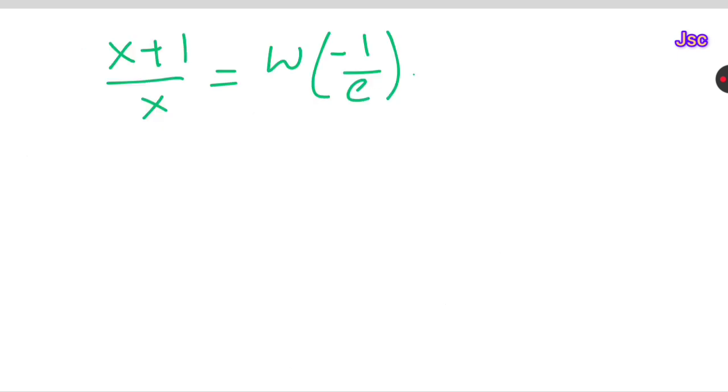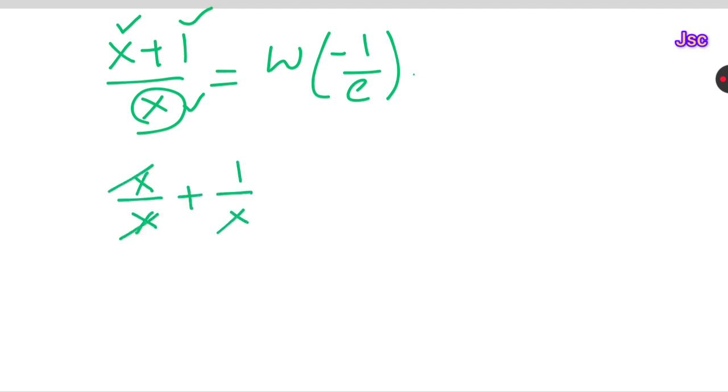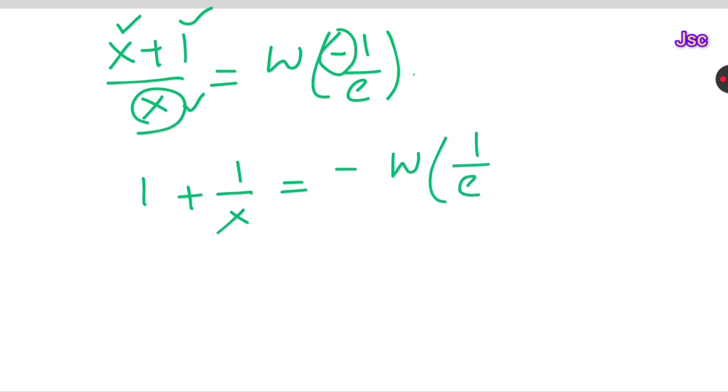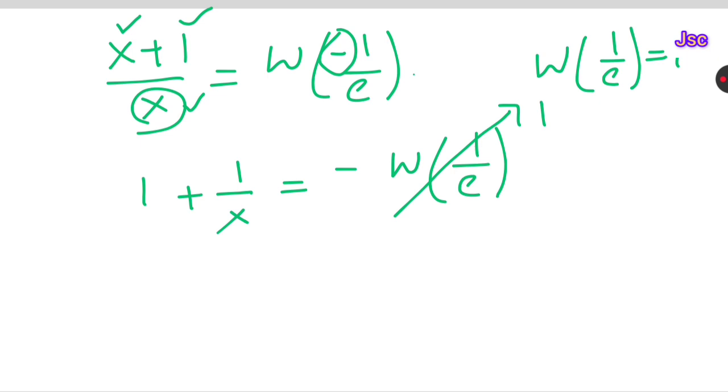In the left hand side numerator we have x+1, and in the denominator we have x. If you split it by x, then we will get x divided by x plus 1 over x, isn't it? So the x gets cancelled, and we are left with 1 + 1/x, that is equal to the minus of the W function of 1 over e. W of 1 over e, the value is 1. So just write it as 1.